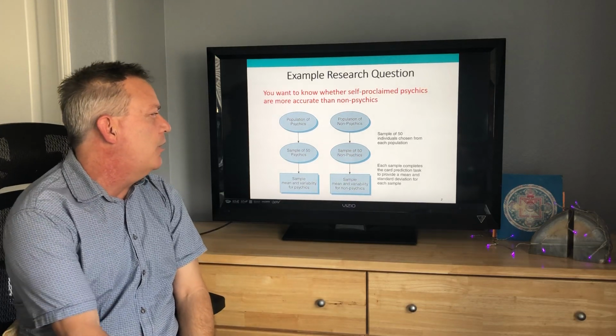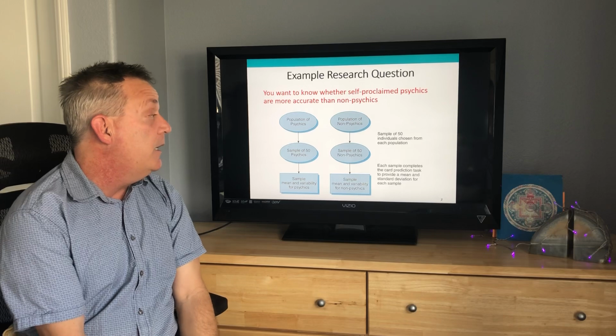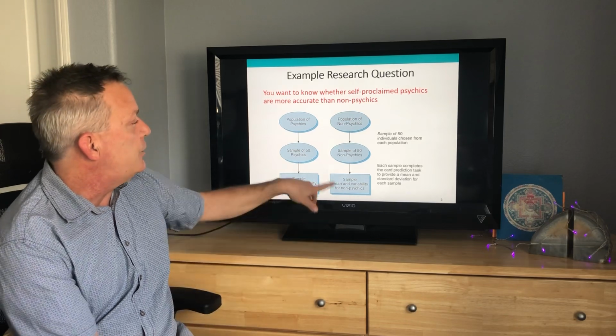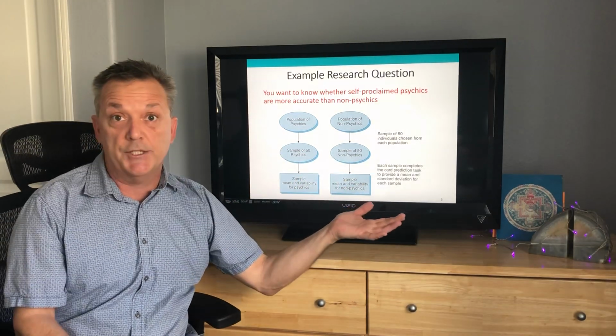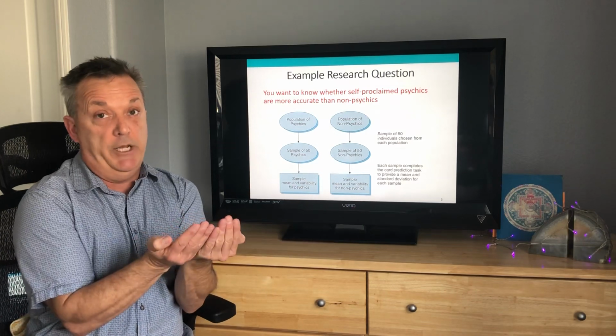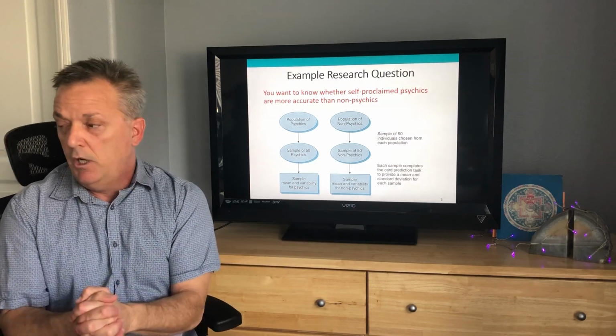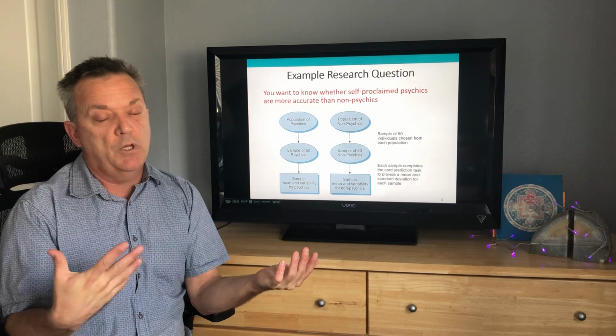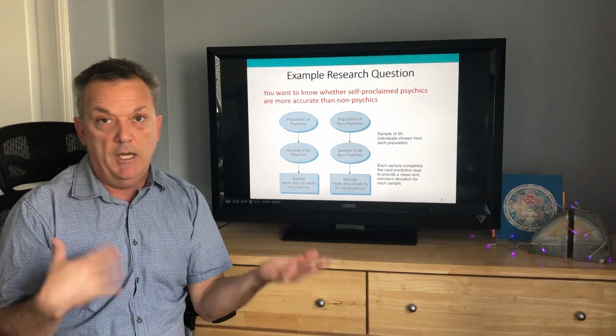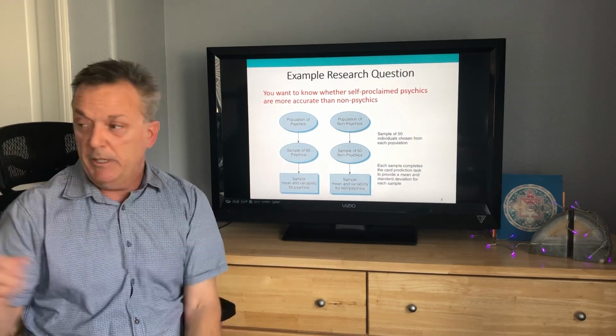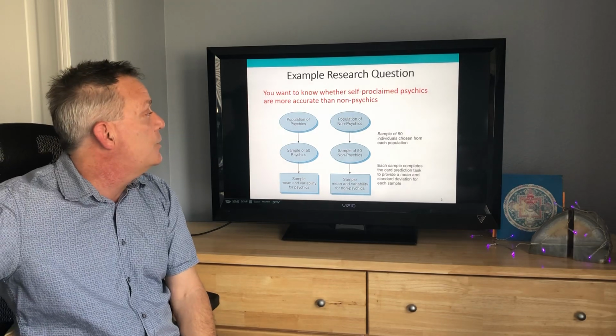Each sample completes the card prediction task to provide a mean and standard deviation for each sample. And remember the card prediction task: whether or not they can correctly predict the suit of the cards, which by chance would be 25%. And you would expect the psychics to do better because they can perceive the future.